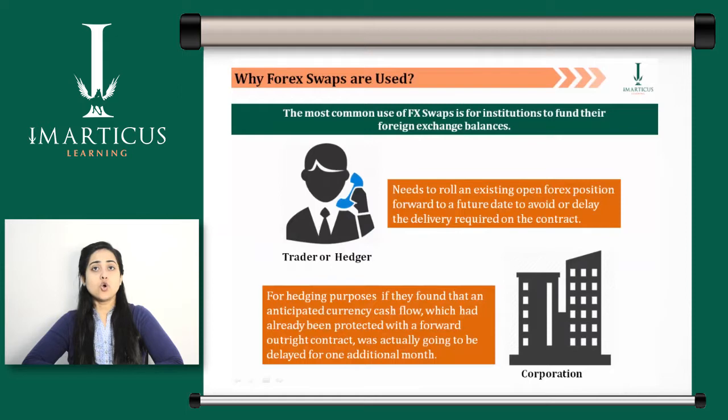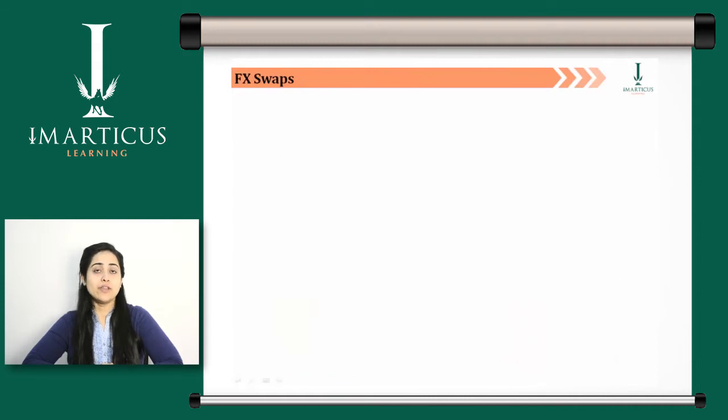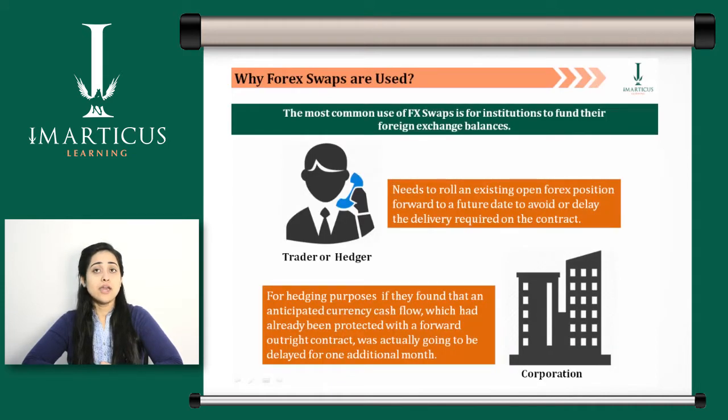On the other hand, a corporation might wish to use a foreign exchange swap for hedging purposes if they found that an anticipated currency cash flow, which had already been protected with a forward outright contract, was actually going to be delayed for one additional month. In this case, they could simply roll their existing forward outright contract hedge out 1 month. They would do this by agreeing to a foreign exchange swap in which they closed out the existing near date contract and then opened a new one for the desired date 1 month further out.